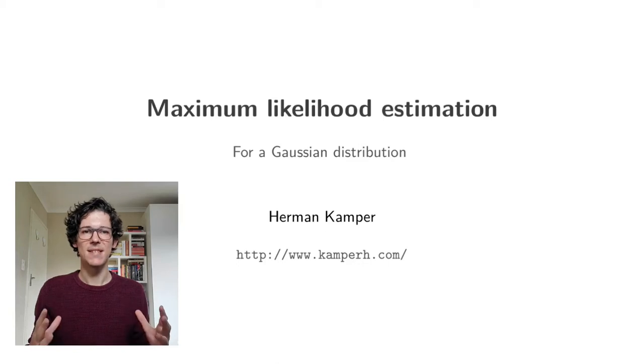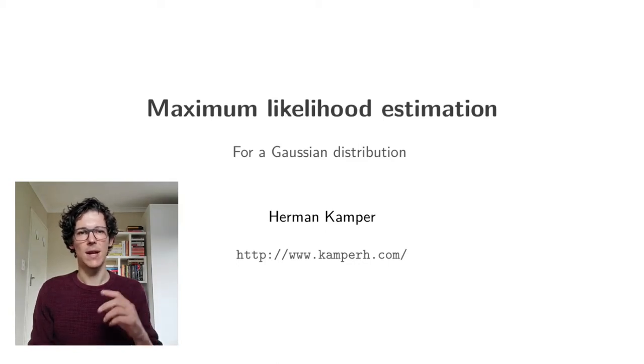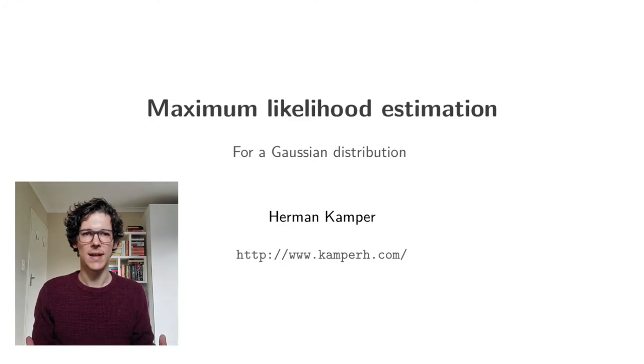So in probabilistic models, we normally assume that our data comes from some probability distribution, but we don't know the parameters describing that distribution. So how do we set them? This video describes maximum likelihood estimation, which is probably one of the most common and most fundamental ways in which we can estimate the unknown parameters of probability distributions.